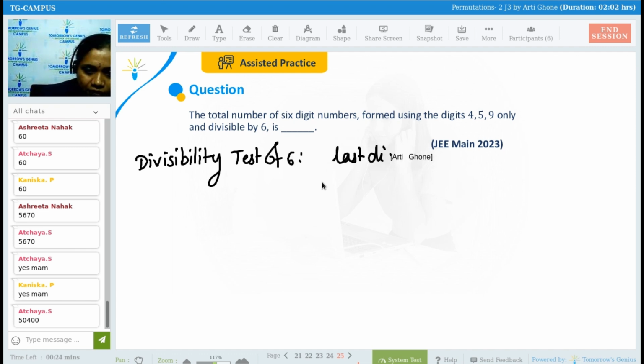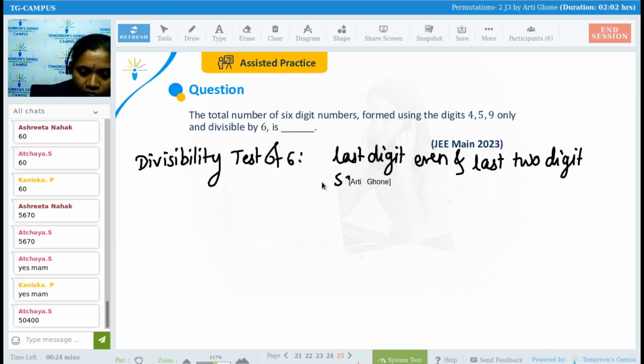That is, last digit even and last two digits' sum is divisible by 3. Clear? Okay. This is the divisibility test of 6.